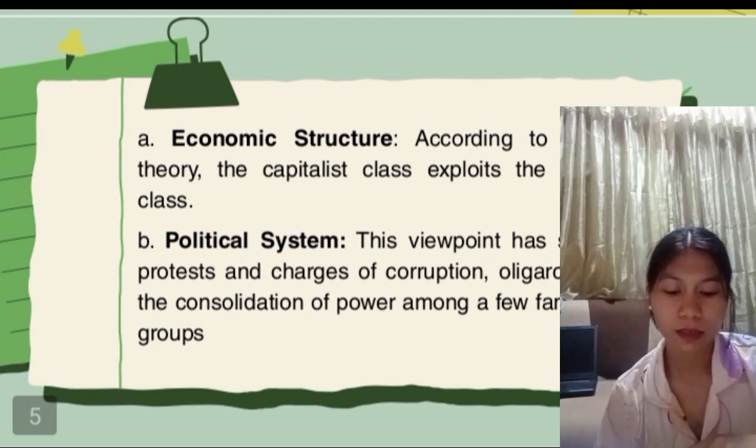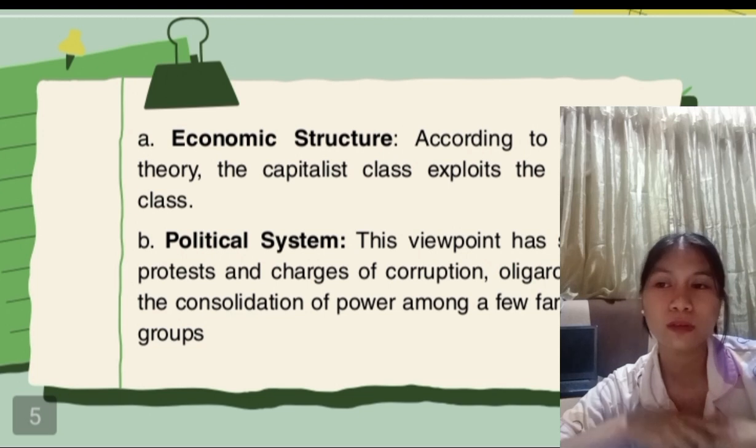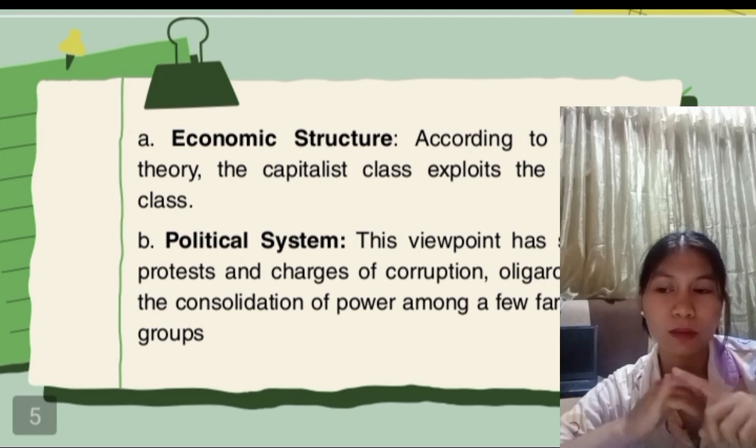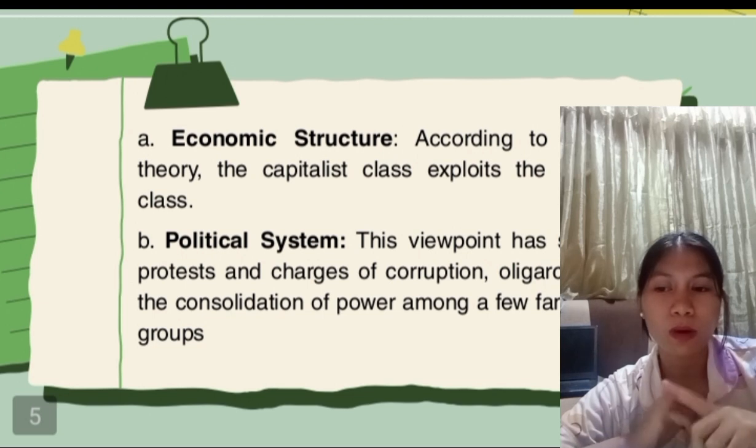First is the economic structure. According to Marxist theory, the capitalist class exploits the working class. Meaning the ruling class would benefit more than the workers. For example, a store. Ang owner sa sari-sari store kay mao ni siya ang ruling class and capitalist, and then ang mga workers mao ni siya ang mga working class. So, even if nagatrabaho ang mga workers 7 to 7, ginaswelduhan sila pero dili sa minimum rate, which is unfair kay ang nagabenefit gihapon kay ang ruling class or capitalist.